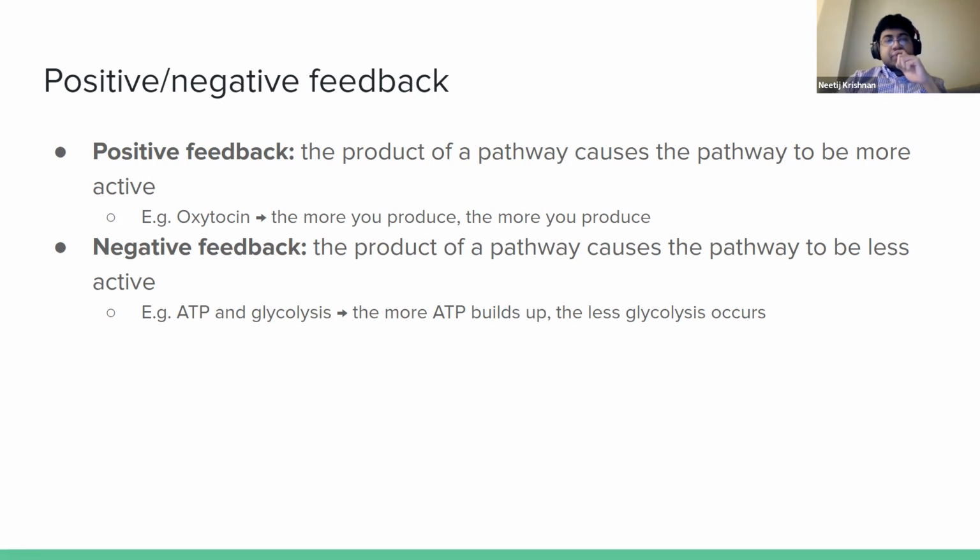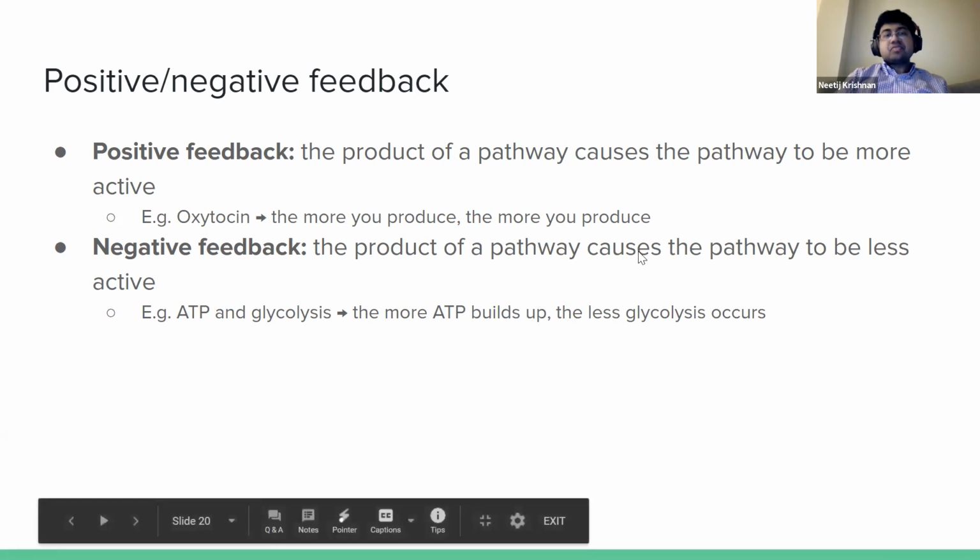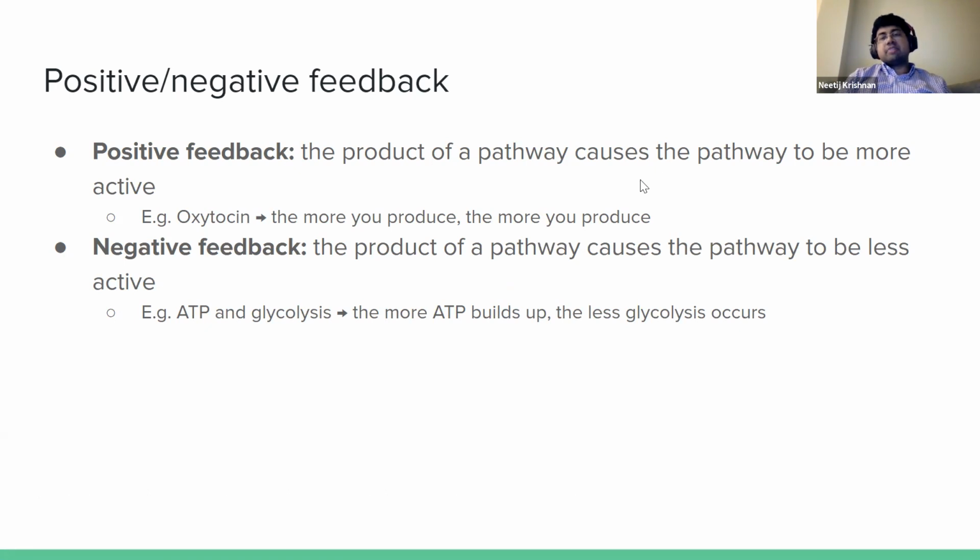Negative feedback, the product of the pathway causes the pathway to be less active. So the more ATP builds up, the less glycolysis occurs because there are negative regulatory mechanisms that slow down glycolysis when there's an excess of ATP, which is the product.